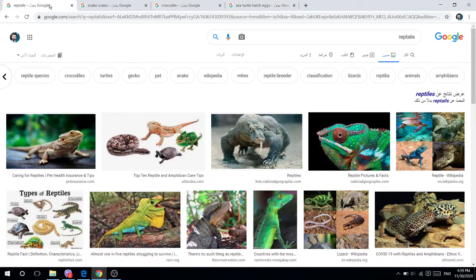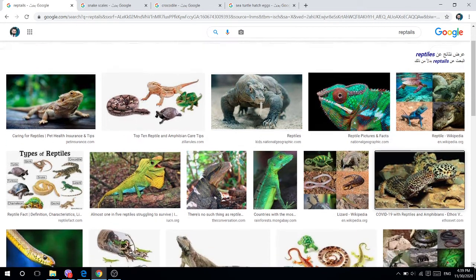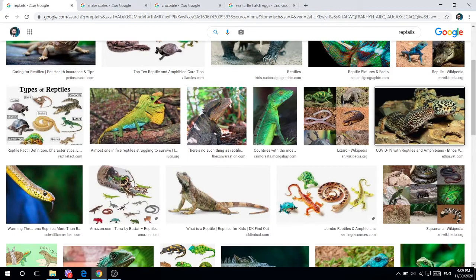Let me show you the reptiles. Look, these are all reptiles. Okay students, do you see? You should recognize the reptiles. This is a snake and other animals, a lizard. Do you see? This is a turtle. These are reptiles. Okay, now do you understand what reptiles are?